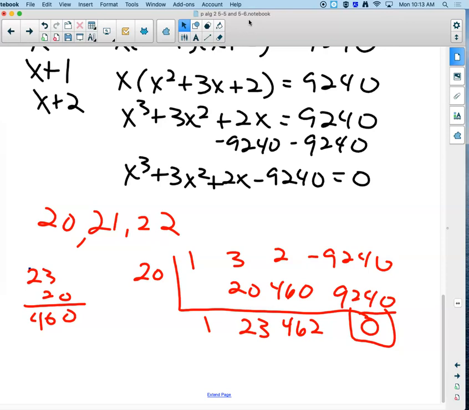So when they say 3 consecutive integers, what can we always use for the variables? X, x plus 1, x plus 2. There we go. That's everything. That's from 5.5 and 5.6.